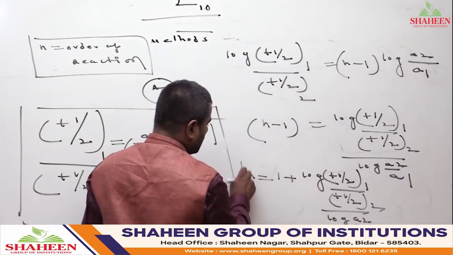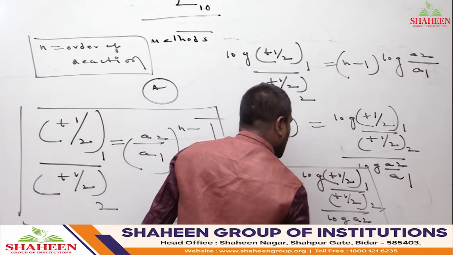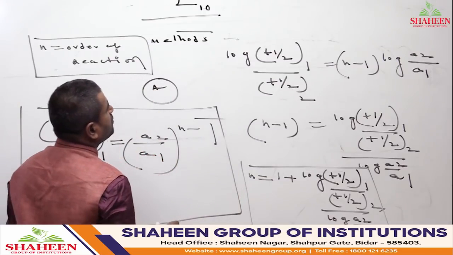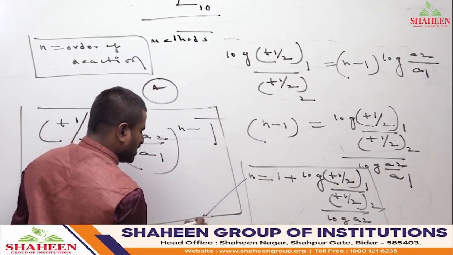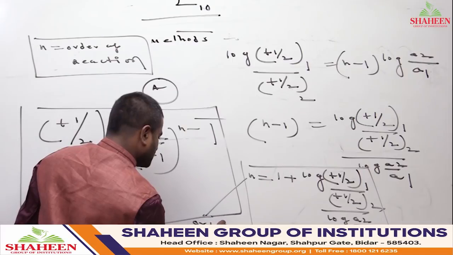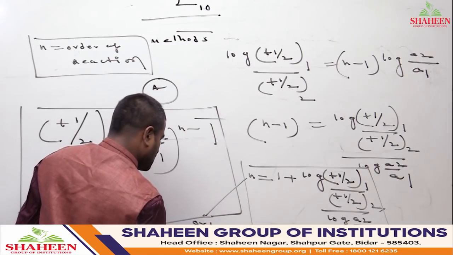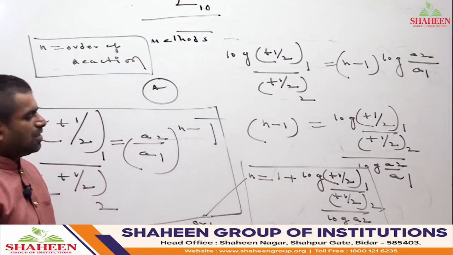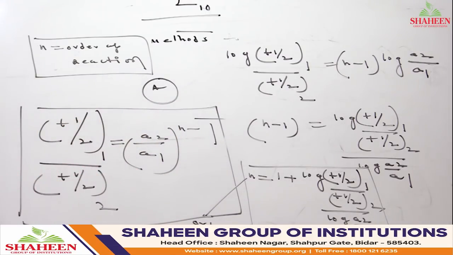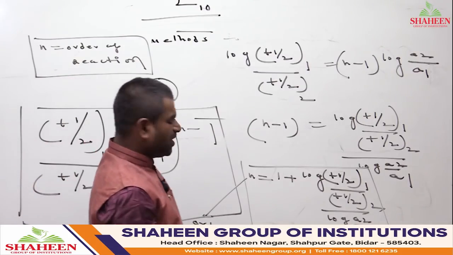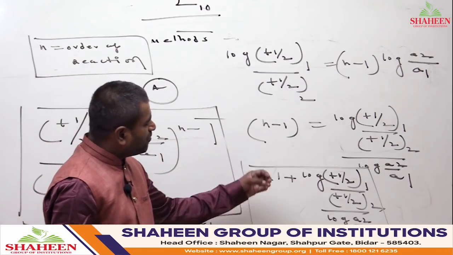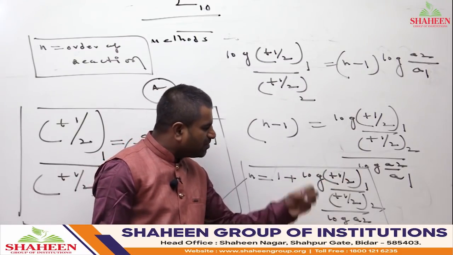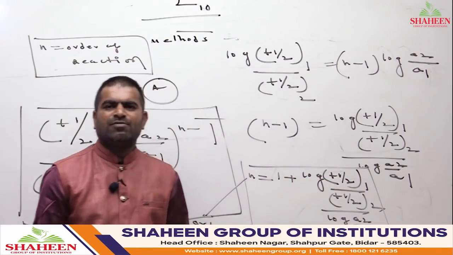By using this formula, we can calculate the order of reaction by the half-life method. Here n is the order of reaction. So this is called the half-life method: n is equal to 1 plus log of t1 divided by t2 divided by log a2 by a1.